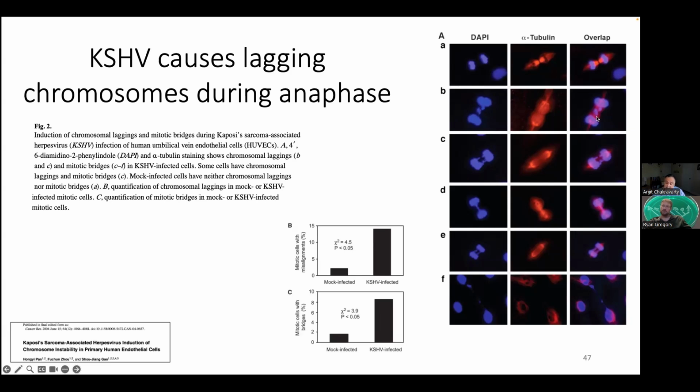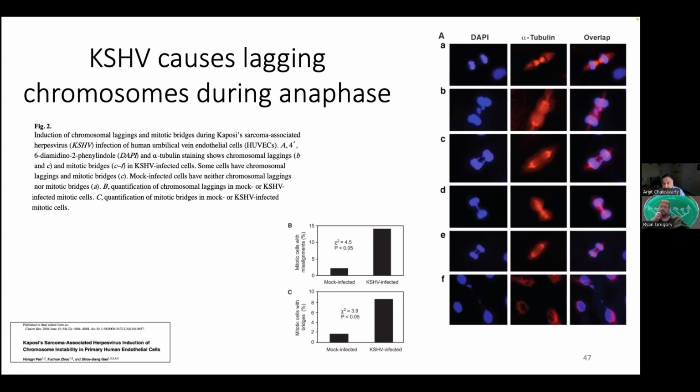Now, those lagging chromosomes can often get trapped in the cleavage furrow and can end up leading to micronucleus induction. That trap in the cleavage furrow is called mitotic bridges. And what they were able to show was both chromosomal laggings going up as well as mitotic bridges. They were able to find both in this case. And again, those are dramatic increases.